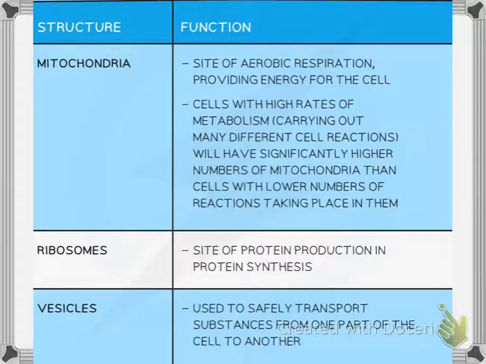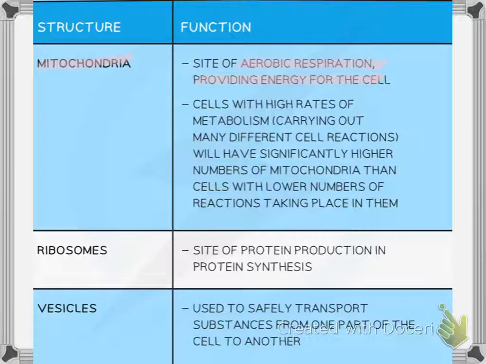Now let's see the function of mitochondria, ribosomes and vesicles. These are seen only using an electron microscope. In the mitochondria, aerobic respiration occurs, and it provides the energy for the cell. We will be learning about aerobic respiration in further topics of biology.